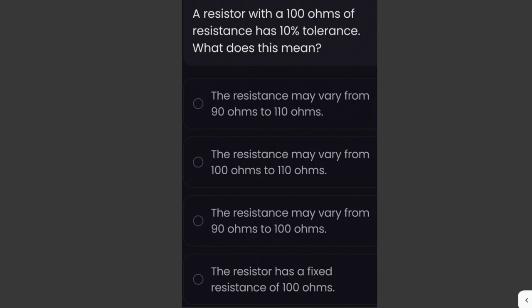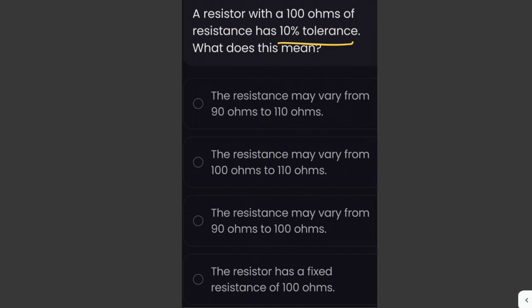A resistor with 100 ohms of resistance has 10% tolerance. What does this mean? The tolerance of a resistor indicates how much the measured value of a resistance differs from its theoretical value, and it is calculated using percentages. So 10% tolerance means that the resistance can be more or less 10 ohms compared with 100.